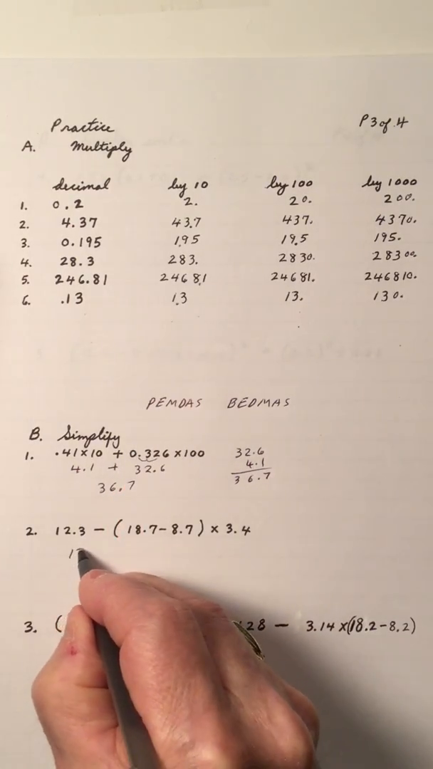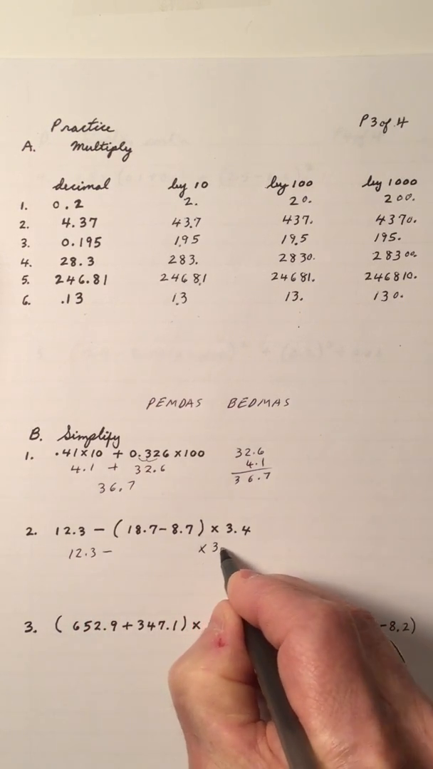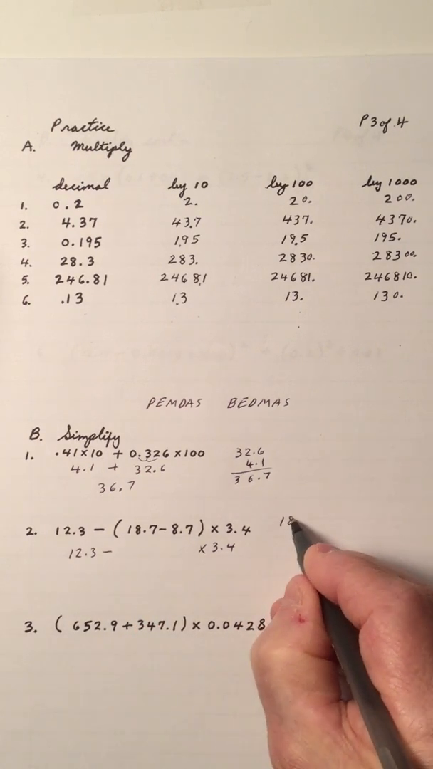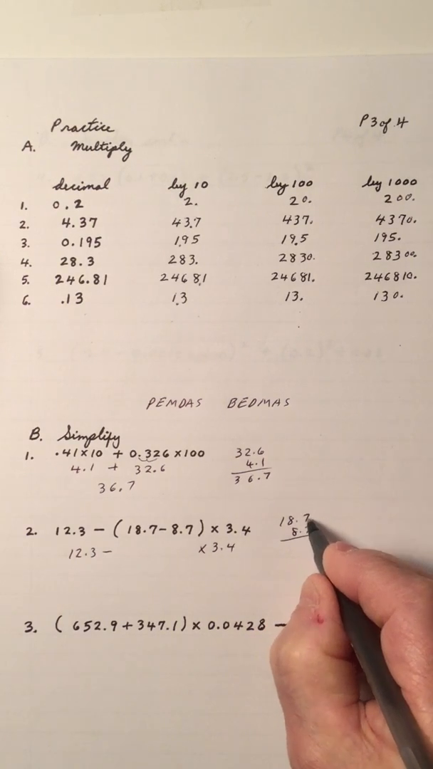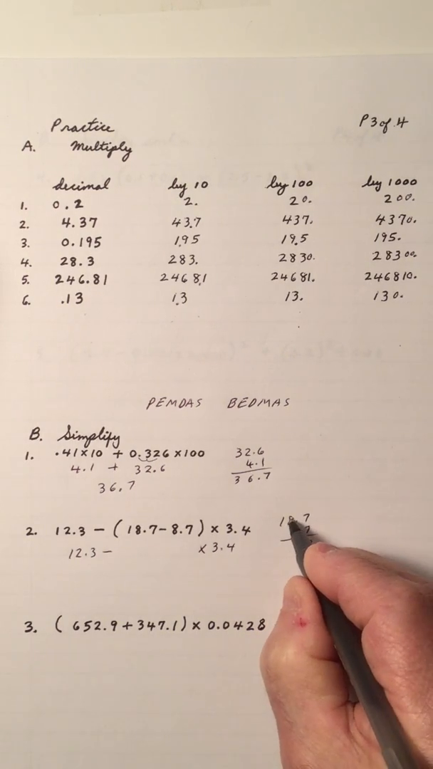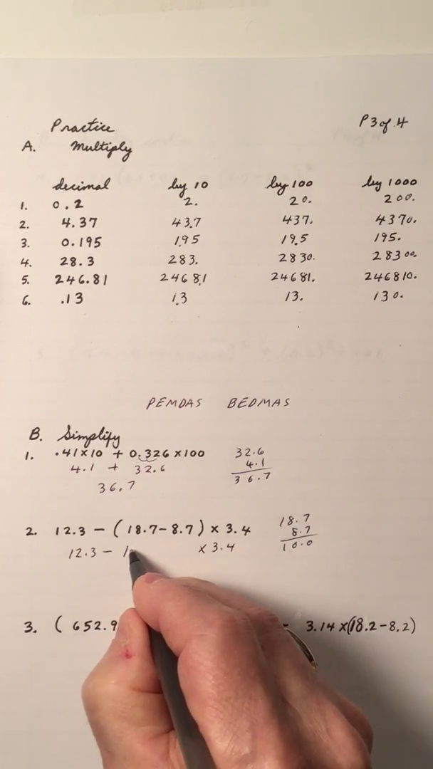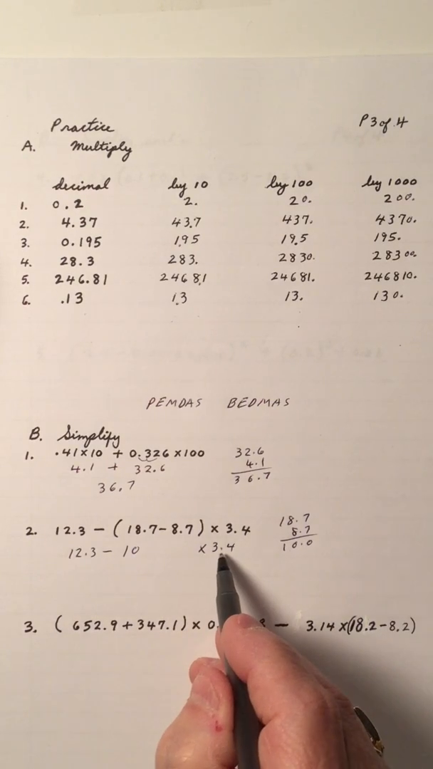So we have a 12.3, subtract. There's the times. Write it all down. And if we subtract these, so 18.7, subtract 8.7. 7 subtract 7 is 0. 8 subtract 8 is 0. And we get a 1. So that's a 10. So we have a subtraction and a multiplication.